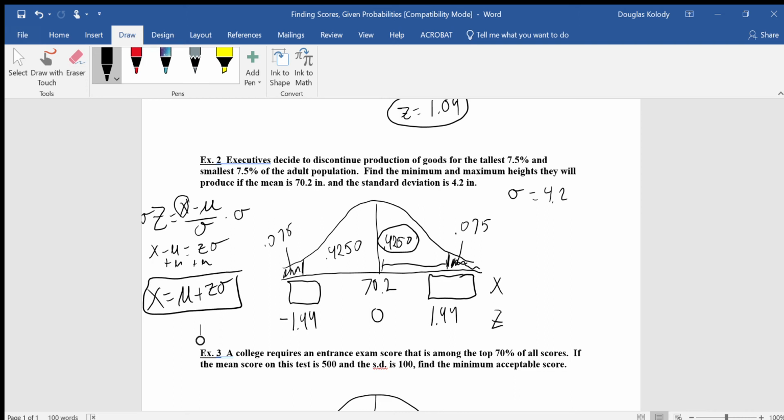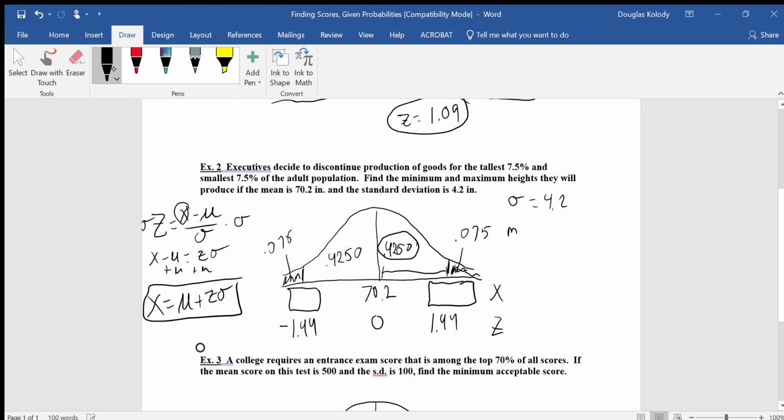So, to find the minimum and the maximum, let's find the maximum first. To find the maximum, I'll just call it the max x. I'm going to take the mean of 70.2 plus the z-score, which is 1.44, times sigma, which is 4.2, and I get a maximum of 76.248. That's my maximum.